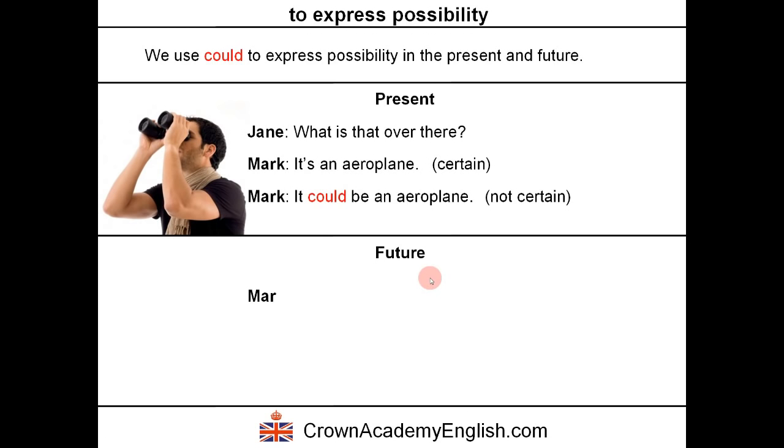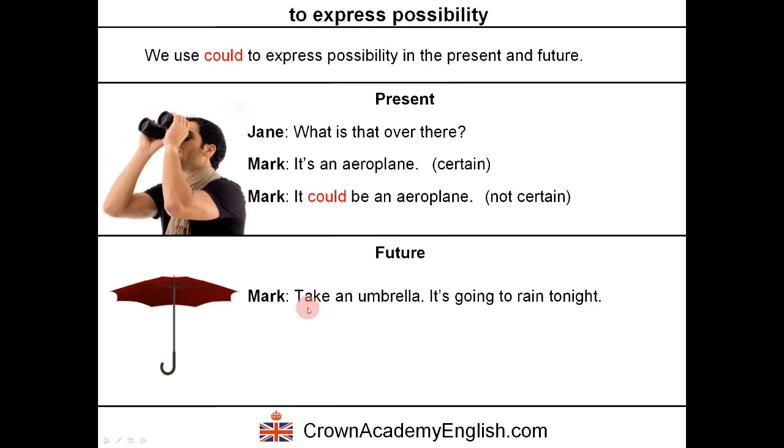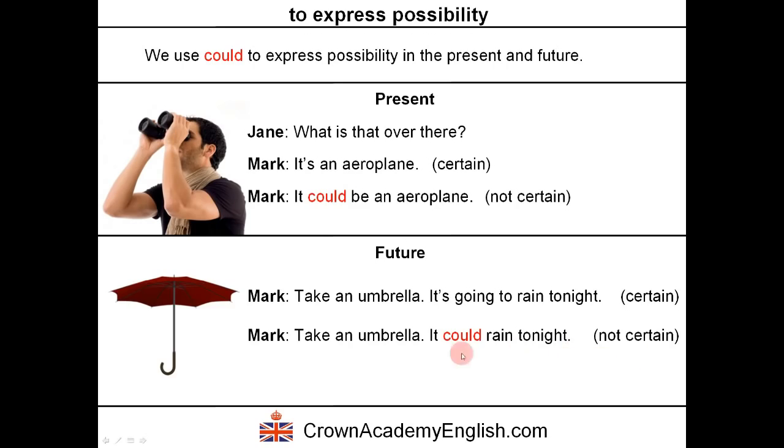And the future. Take an umbrella, it's going to rain tonight. Okay, so this is without could. So here we are certain. Mark is certain here. It's definitely going to rain tonight. So take an umbrella. But we could also say, take an umbrella. It could rain tonight. And here we are not certain. Okay, so we can use could followed by the verb to express possibility.